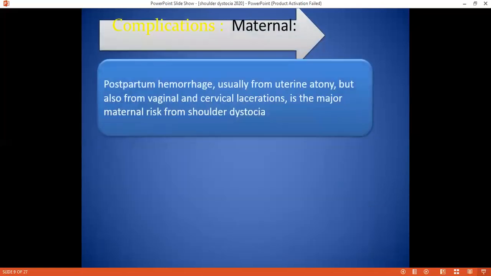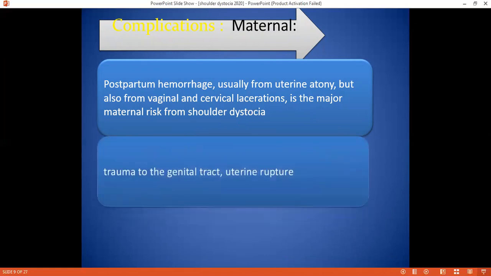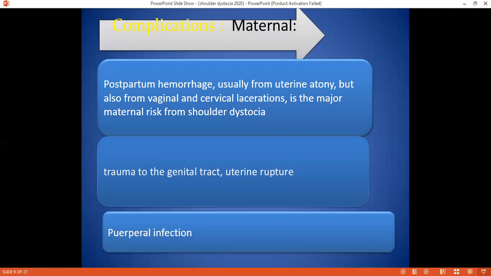Maternal complications: postpartum hemorrhage usually results from uterine atony because of a prolonged labor, but because of the maneuvers and manipulation, there may be vaginal and cervical lacerations, and this is the main maternal risk from shoulder dystocia. Trauma to the genital tract or uterine rupture, and again, this will cause postpartum hemorrhage. Puerperal infection: due to manipulation, there will be frequent examination, there will be an ascending infection, so there will be puerperal infection.